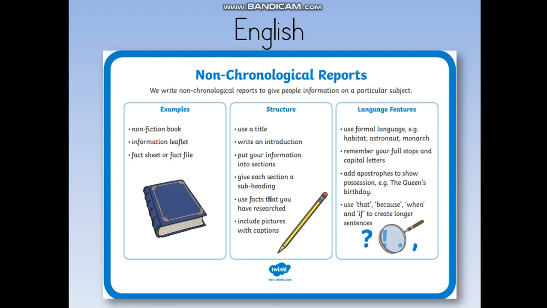Now we have to follow a certain structure when we write a report. We have to use a title, which we'll look at today, an introduction, and you have to put your information sections under headings and subheadings, which is what we looked at yesterday. You're going to use facts that you've researched from the non-fiction books, and we can include a picture too with captions. Some of the features that we're going to use in our language are formal language, full stops and capital letters. We can include an apostrophe, and we can use some conjunctions as well, such as because, if, that and when, to create some longer sentences to give extra information.